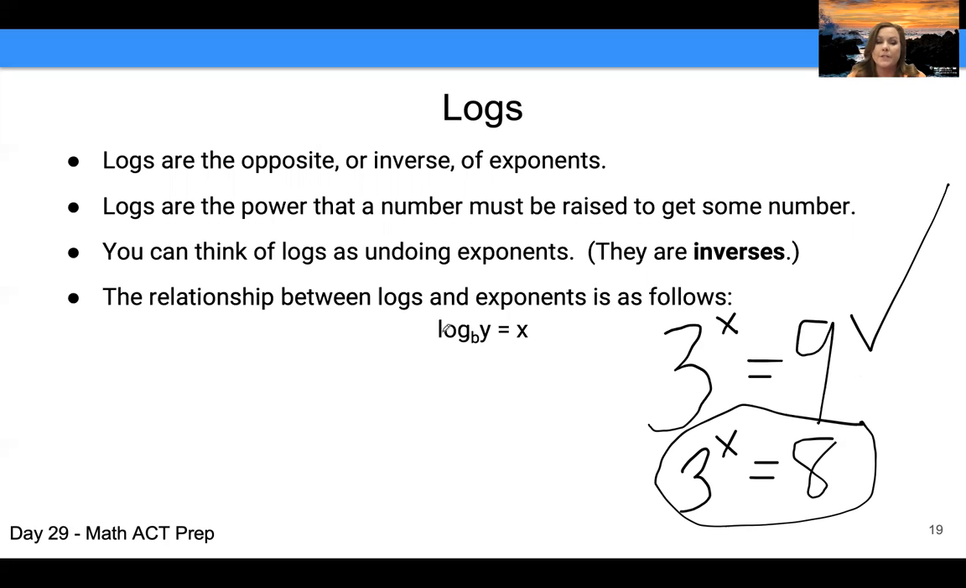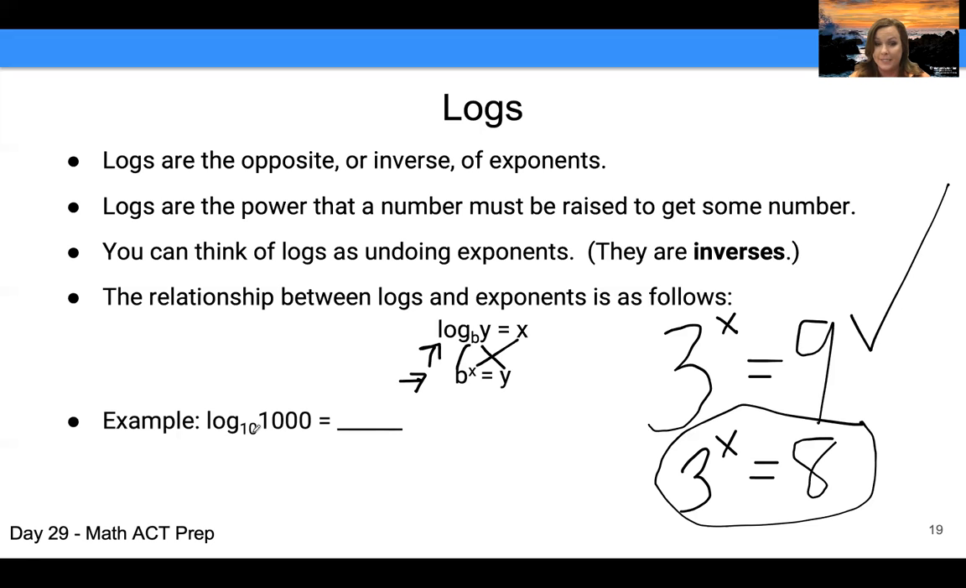So here is the way that we write logs. You always have the word log, to a base b, then a number y equal to x. Now, what does that mean? That is this formula here translated to log form. So you can see the b becomes the subscript, the y goes here, and the x goes here. You literally just rewrite it in this form. That's it.